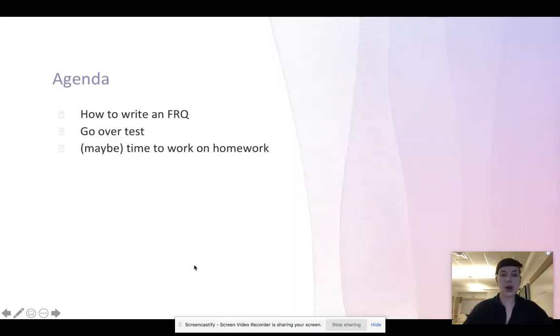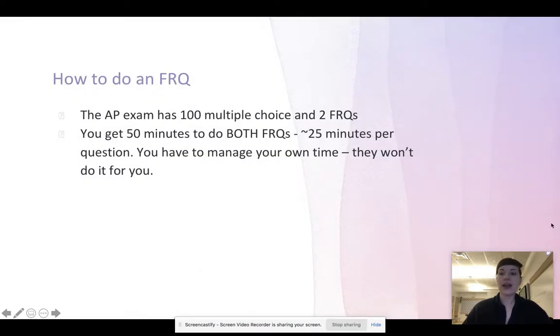So the AP exam is set up with 100 multiple choice questions and 2 FRQs. And each of those things is a third of the grade for the test. So the multiple choice questions are a third of the grade, FRQ 1 is a third of the grade, and FRQ 2 is a third of the grade. You get, I think, 65 minutes for the multiple choice, but I will double check. And for sure, you get 50 minutes to do both FRQs. So that works out to about 25 minutes per question.